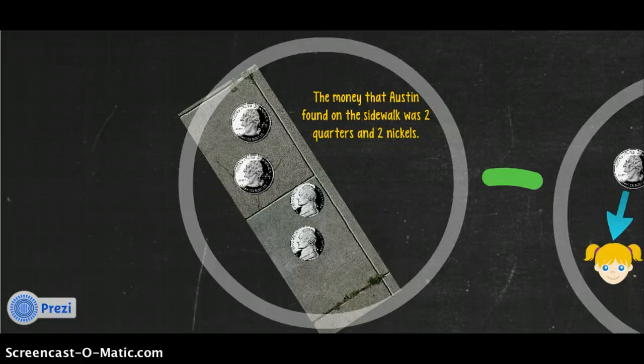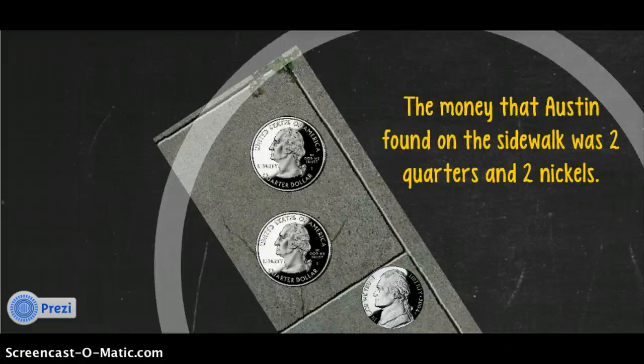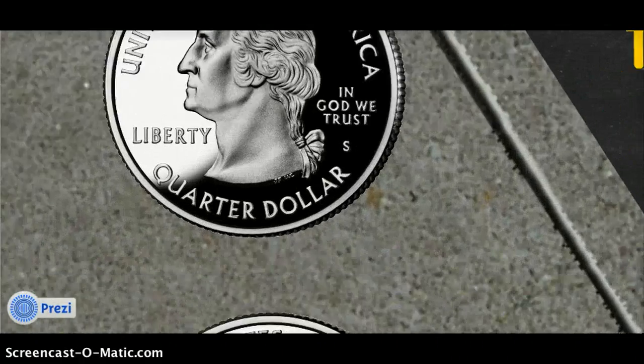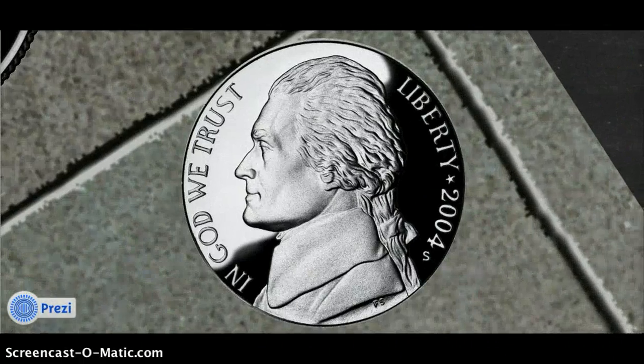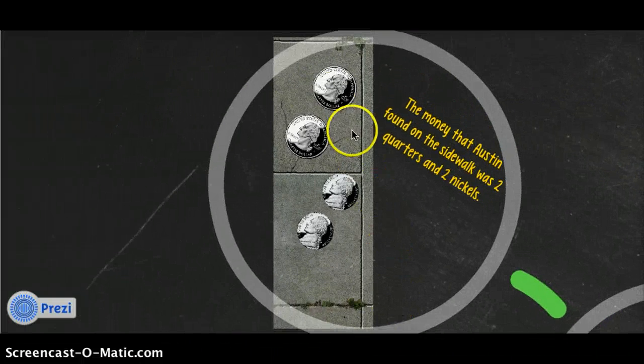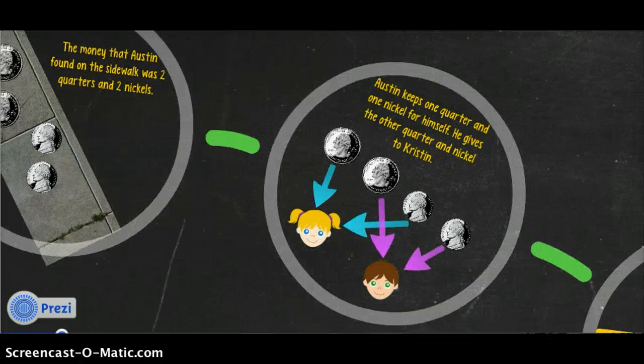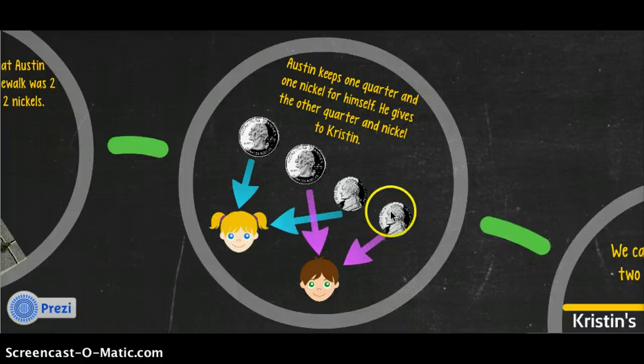The money that Austin found on the sidewalk was 2 quarters and 2 nickels. So here we have a quarter, and here's what our nickels look like. Let's count those out. We have 25, 50, 55, 60. So I found the 60 cents, and Austin's going to keep 1 quarter and 1 nickel for himself, and then he's going to give 1 quarter and 1 nickel to Kristen.